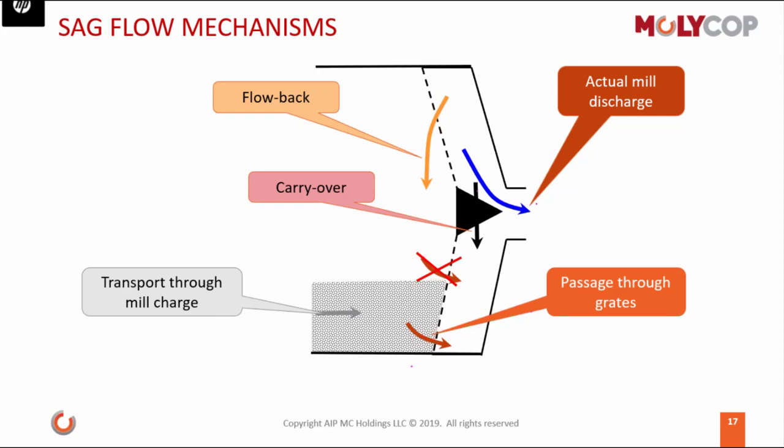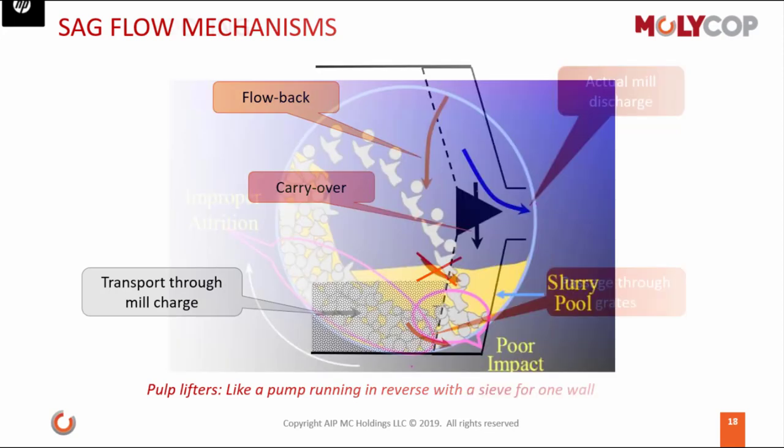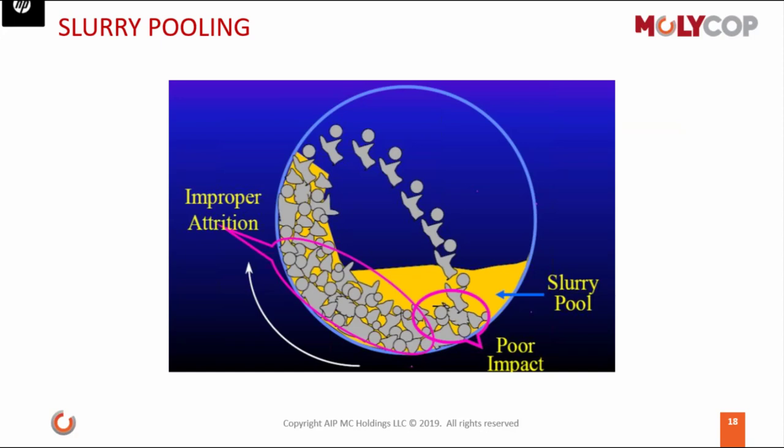And how do you know you have a flowback, you have a carryover? You usually have to perform crash stops to understand you have the flowback problem. When you have a flowback problem, you are going to have a phenomenon called slurry pooling. So you're going to notice a pool at the end of the filling, and you're going to notice a lot of water in this part of the filling. There is a slurry pooling problem. What is the problem of the slurry pooling? That the balls and the rocks are going to splash in the water, and there is not going to be grinding. It's not going to be the impact. This small part of the impact is going to be lost.